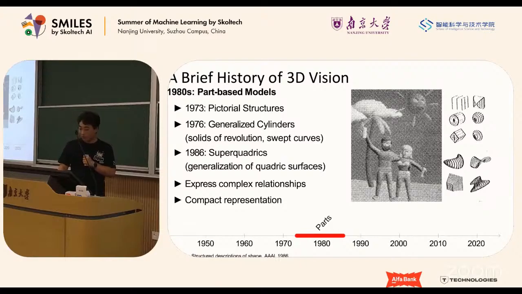Part-based models represent a complex object as a combination of simpler components. Examples include pictorial structures, generalized cylinders, and other shapes. This gives us a compact representation that can express both the shape of each part and the relationships between the parts.